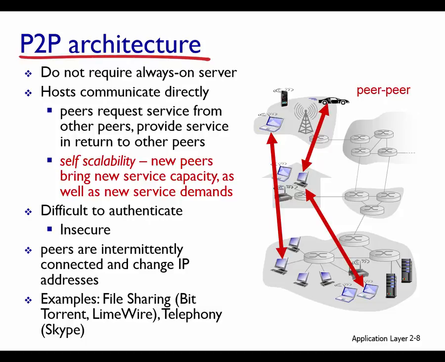Peers are intermittently connected and change IP addresses, so it's very important that you don't have a peer that has the only copy of a piece of data that you need, because if they're not online, you're not going to get that data, and that does become a problem in certain situations. And there are some examples of peer-to-peer applications, like file sharing, like BitTorrent, and also Skype uses the peer-to-peer paradigm for making telephone or voice and video telephone connections.